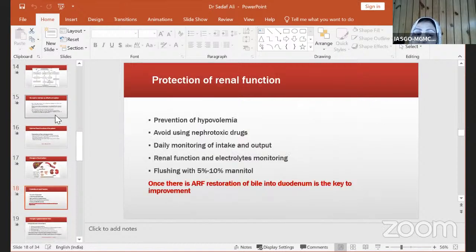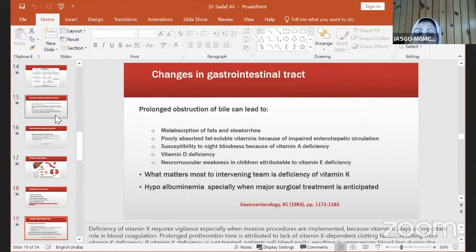So what we can do for these patients is we have to prevent hypovolemia. We have to avoid using nephrotoxic drugs. We have to have daily monitoring of intake and output, renal function, and electrolytes, and give fluids according to that. And sometimes you may require flushing of the renal system with mannitol. But once the ARF has actually set in, then nothing can help other than restoration of bile into the duodenum.